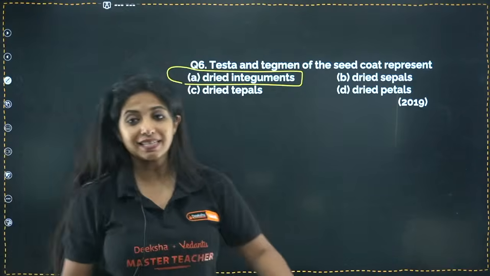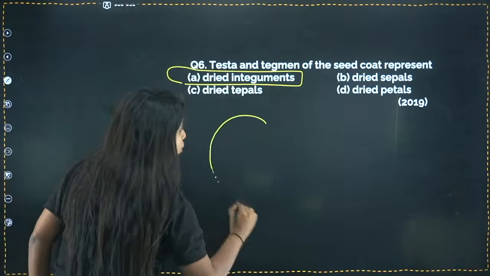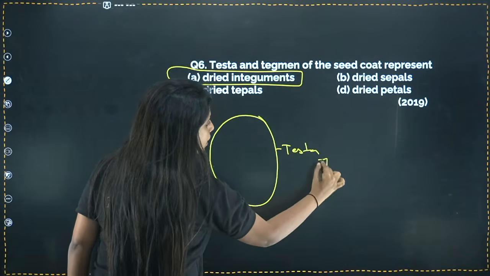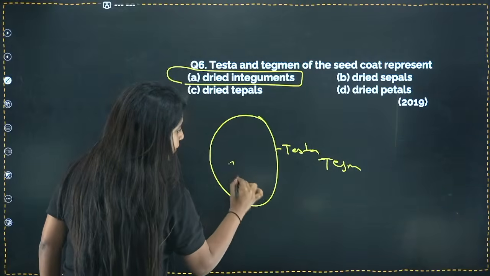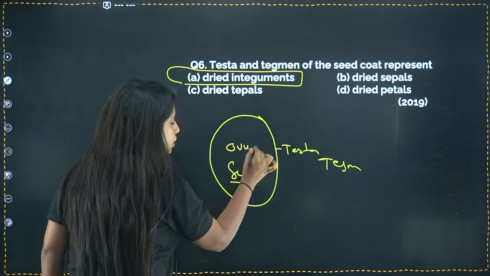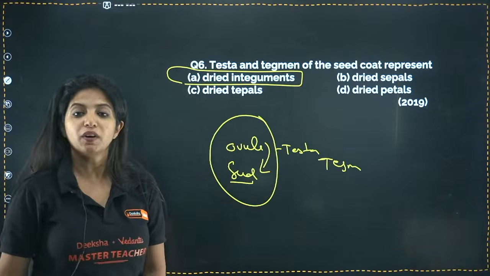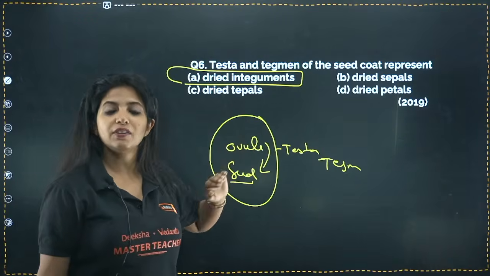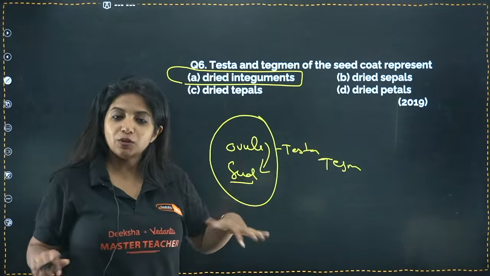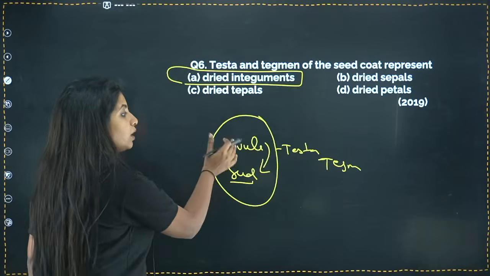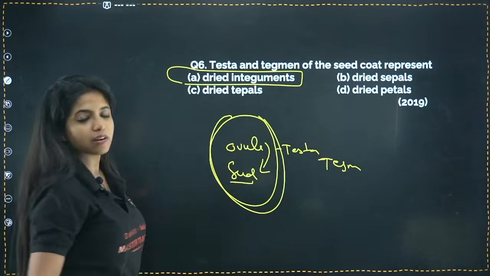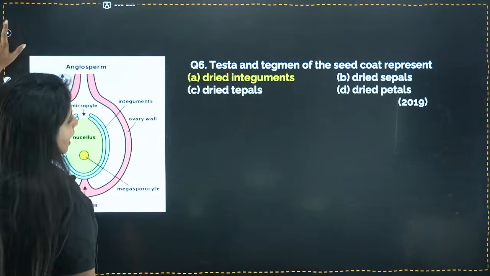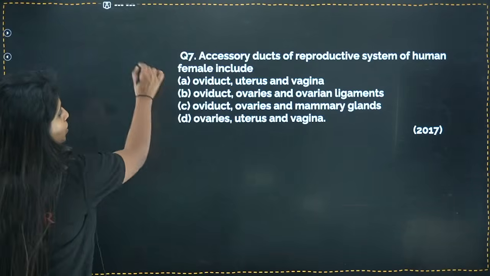Basically, testa and tegmen is the seed coat. The seed coat has 2 layers, testa as well as tegmen. This particular seed was an ovule first. The ovule transformed into a seed. Why? Because fertilization happened. Whenever fertilization happens and the zygote is formed, you will not call the ovule an ovule. There's a new name for it, and that is a seed. The ovule had 2 integuments, inner integument and outer integument. Now they will be known as testa and tegmen, which is why your answer for this question is A, as you guys said. Fine. Try to do this question.